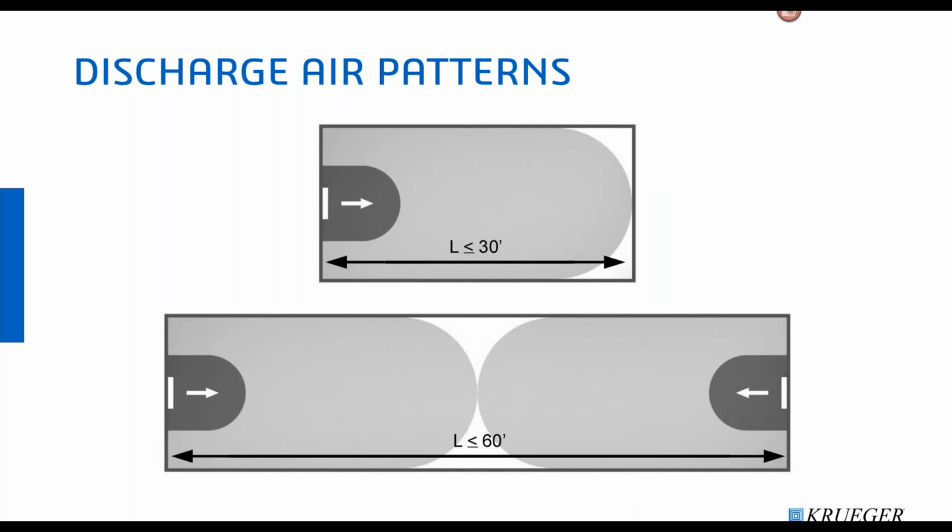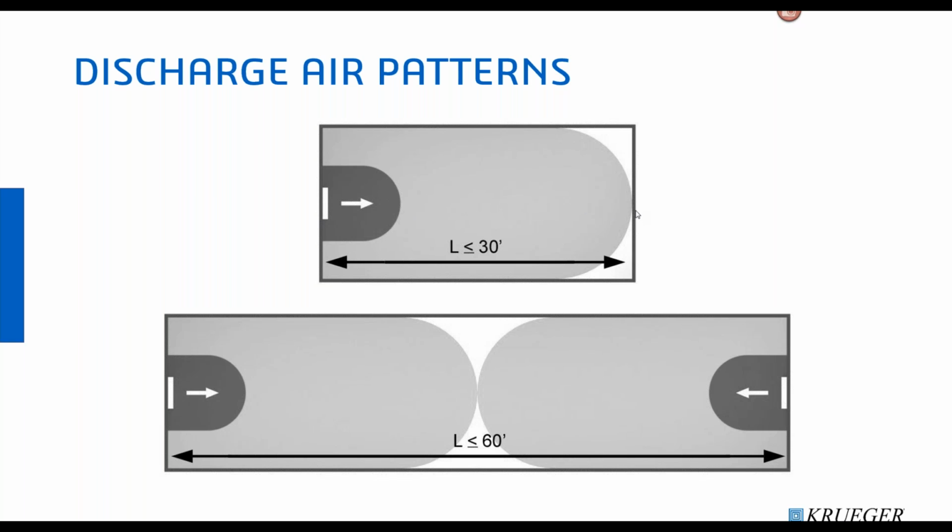So let's talk about some of the discharge patterns and about how far you can treat a space with a displacement unit. The rule of thumb is one displacement unit has a reach of up to a maximum of about 30 feet. And so you can see in this image at the top, we have a supply displacement unit on the left side of the wall, and you can see this discharge reaching up to 30 feet.